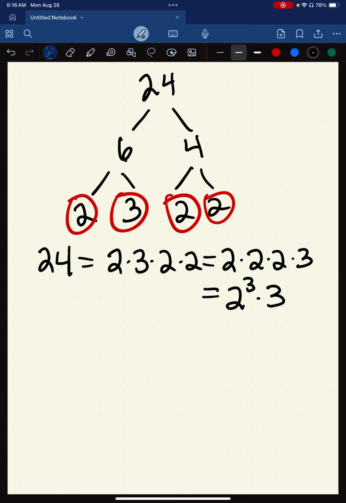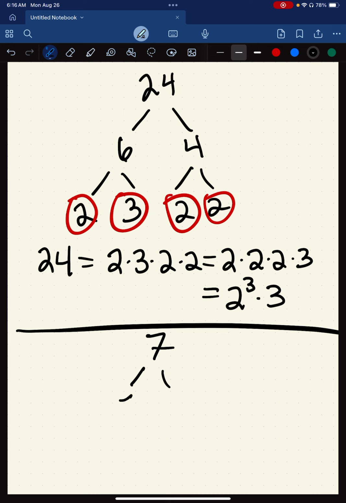So, I guess we'll do one more on this. And we'll do an easy one. Let's say 7. 7 is already itself a prime, so it's 1 times 7. So that is the unique factorization of 7, is just 7. Because remember, 1 is not a prime number.